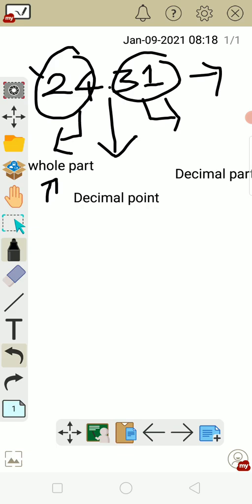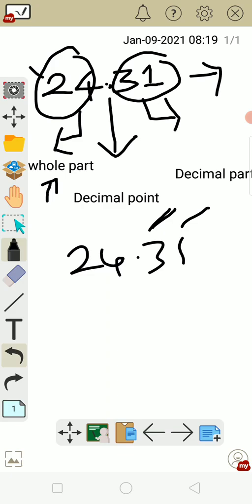So the number of digits after the decimal point is called the number of decimal places. It's very important. The number of digits after the decimal point. The dot is the decimal point, you know. Okay. So if you look at 24.31, how many decimal places are there? 2 places. So there are 2 decimal places in 24.31.